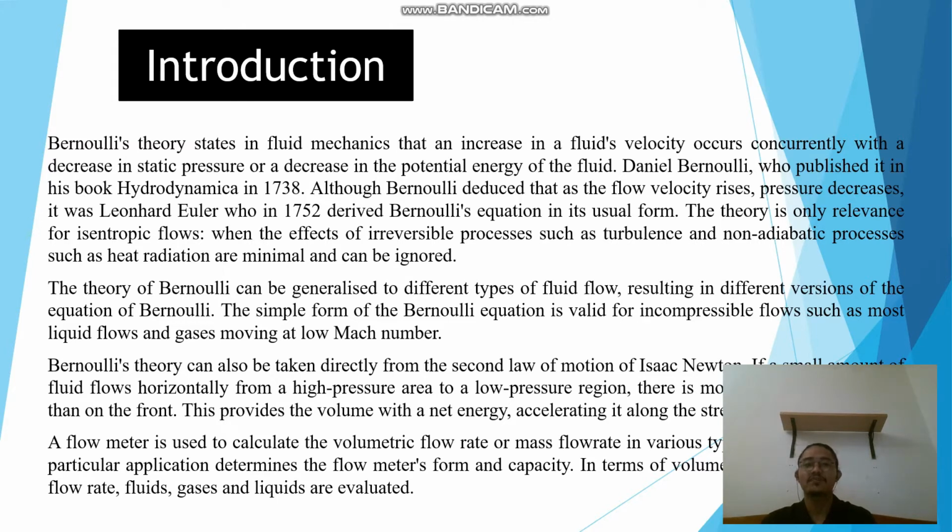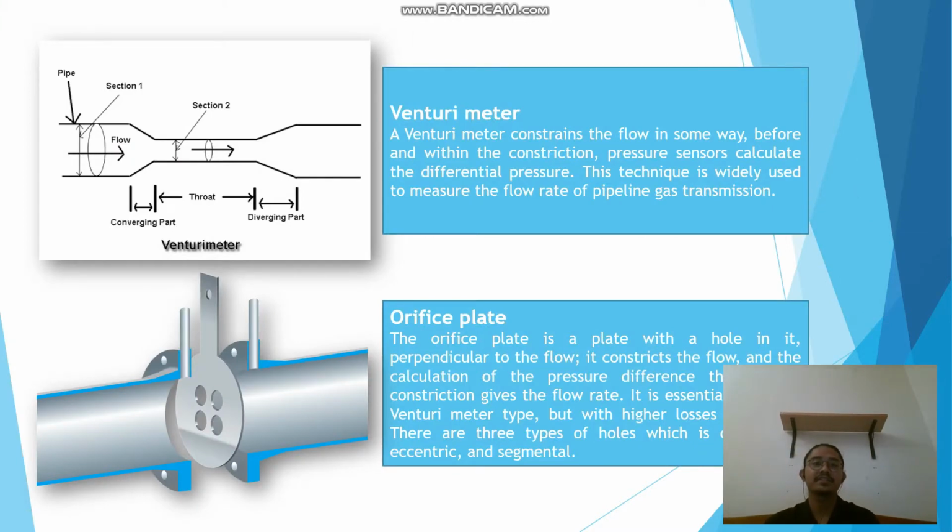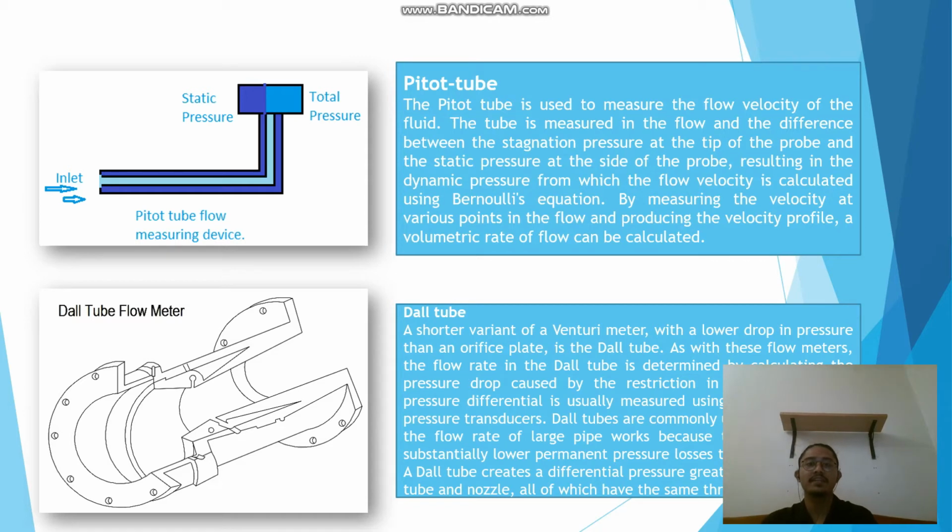application. There are a few flow meters that can be used, such as the venturimeter, the orifice plate, the pitot tube and the dall tube. We decided to choose the pitot tube for our group assignment. The pitot tube is used to measure the flow velocity of the fluid. The tube is placed in the flow, and it measures the difference between the stagnation pressure at the tip of the probe and the static pressure at the side of the probe.